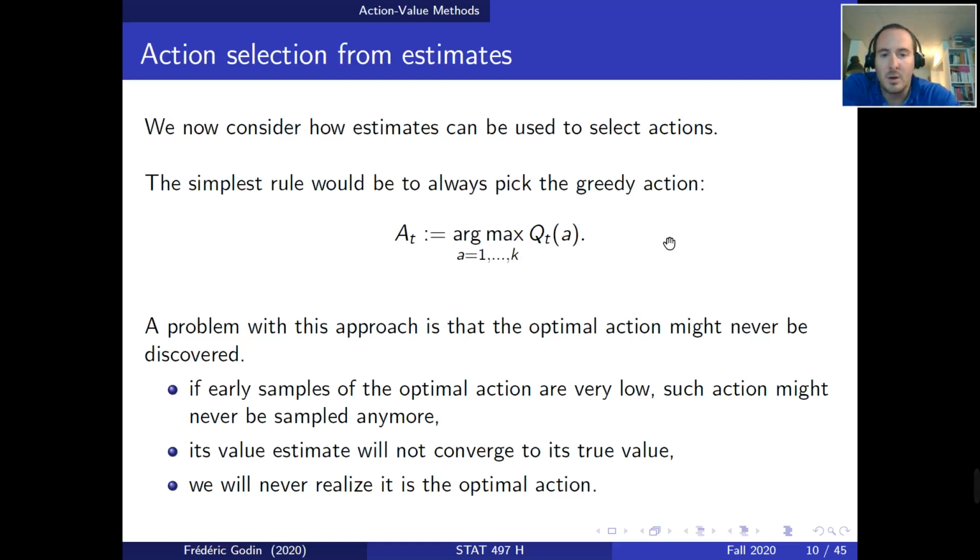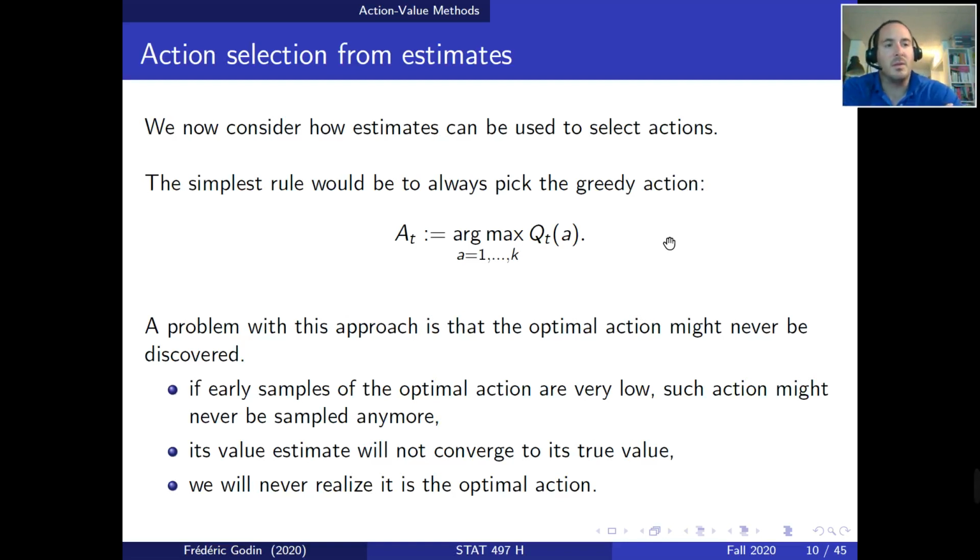As we mentioned, the problem with that is that you fully exploit your knowledge, but you never explore. What's going to be the problem with that? The optimal action might never be discovered if you do that. Okay, so let's explain that. Let's say you have multiple levers, and let's call it lever number 1. Lever number 1 is optimal and all others are not.